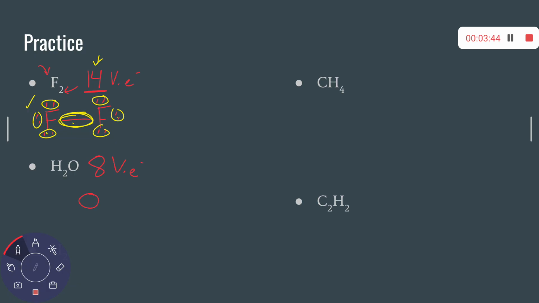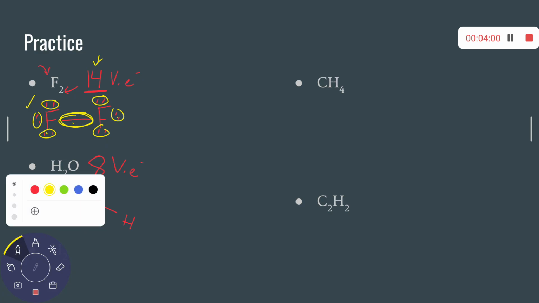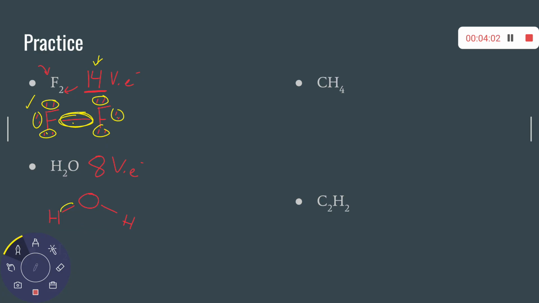Then I build my skeleton structure. I know this oxygen is going to be at minimum bonded to 2 hydrogens. And now I can start filling lone pairs, typically outside in, to get to a full octet. But if you look, both of these hydrogens already have 2 electrons around them, which means they're stable, they're good.